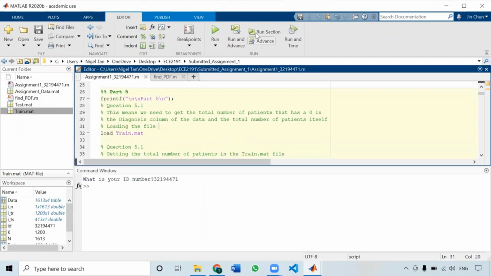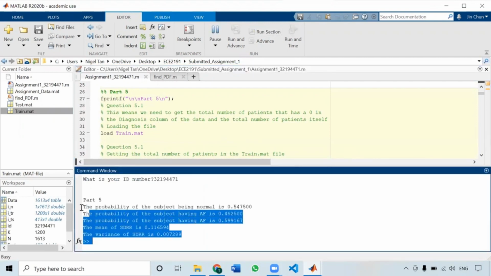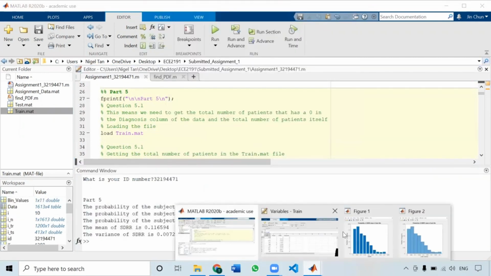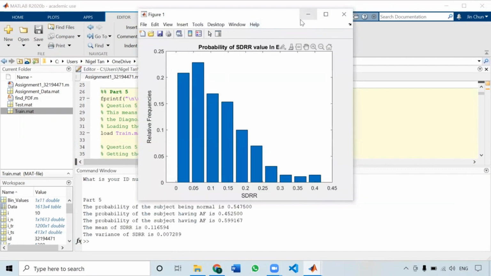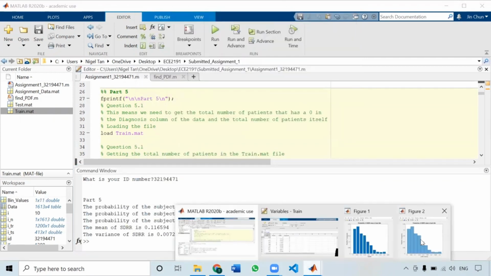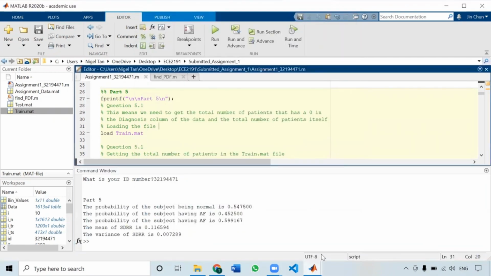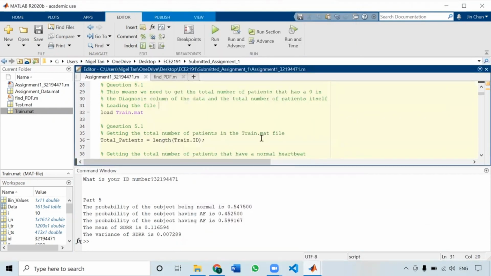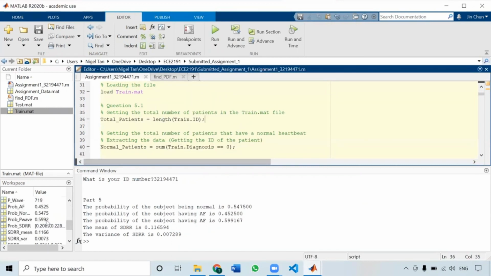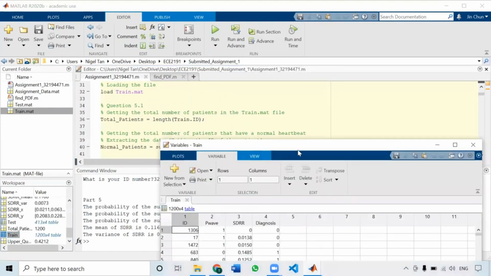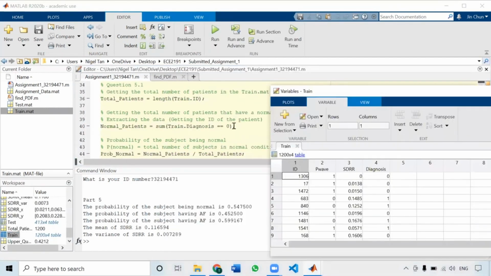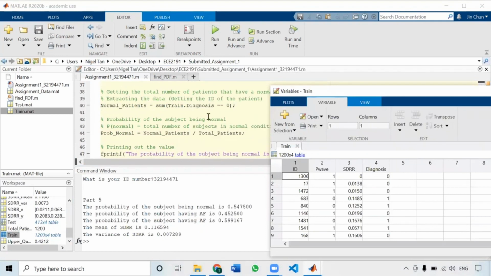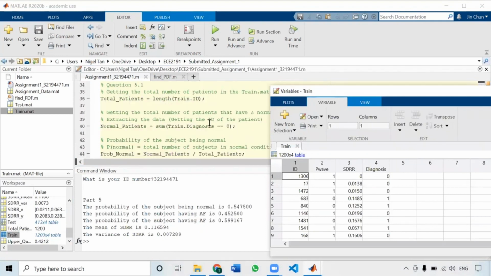Okay, run part 5. The main concept behind this part is my output and the graphs for two of my answers. One graph I made using the lecture code from the lecture notes, and the other I created manually. We just need to get the data from the train set, find the sum using the sum function, and then divide by the total number of patients by getting the length of train.id.